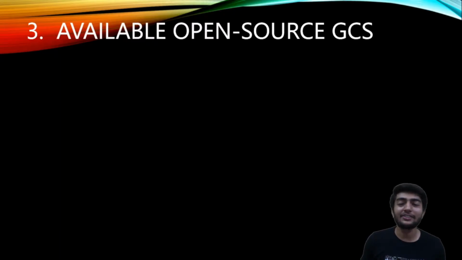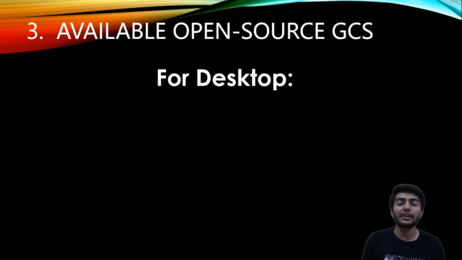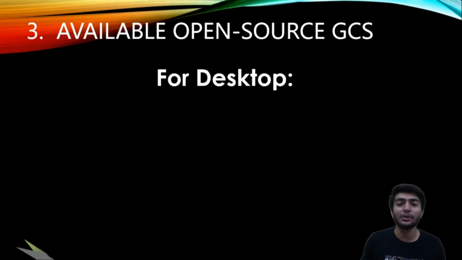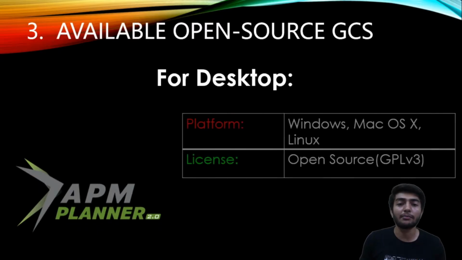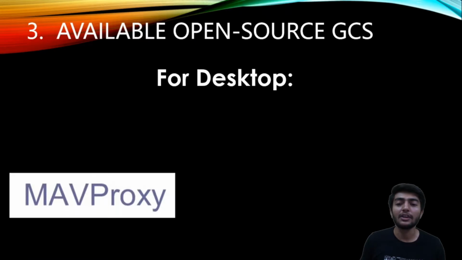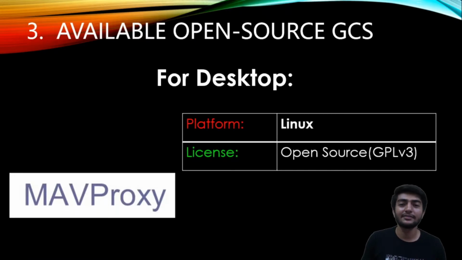The third one, what are the available open source ground control stations on the internet? So there are at least 10 different ground control station softwares available on the internet for different platforms. Like on desktop, there is Mission Planner, which is only available for Windows. And by the way, that's my favorite ground control station software. The second one is APM Planner 2, which is available for Windows, Mac OS and Linux. The third is MAVProxy, which is only available for Linux.